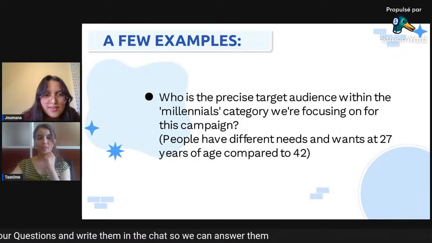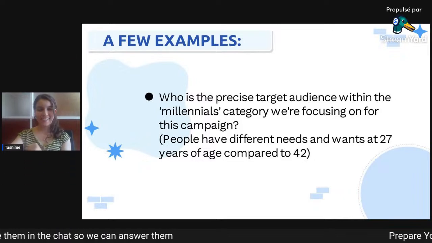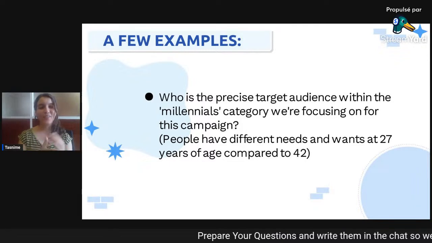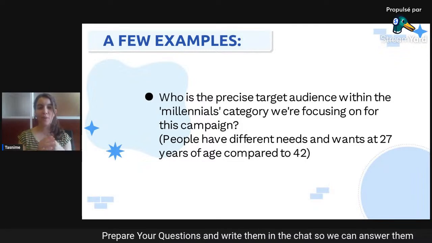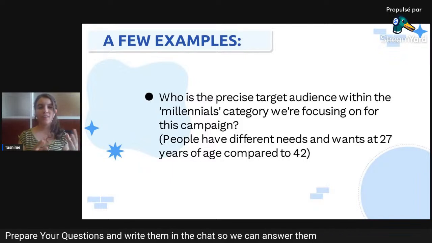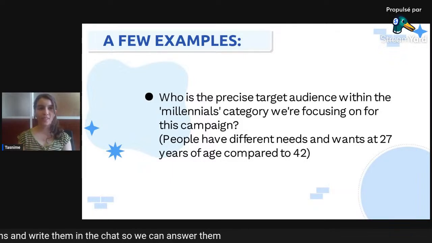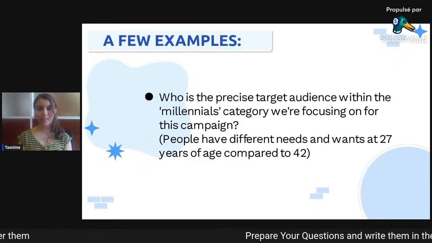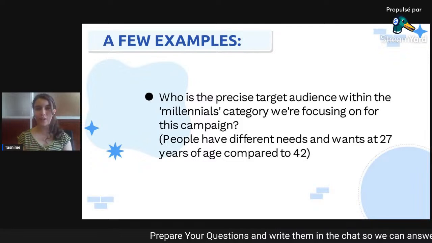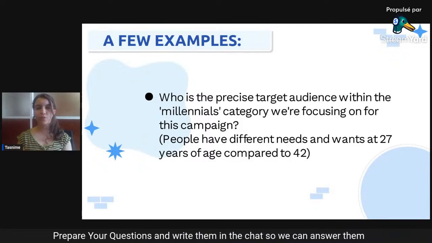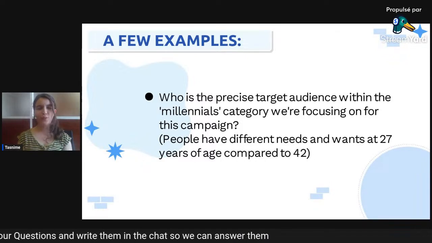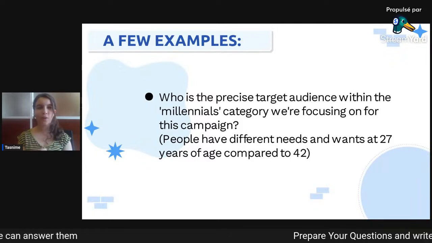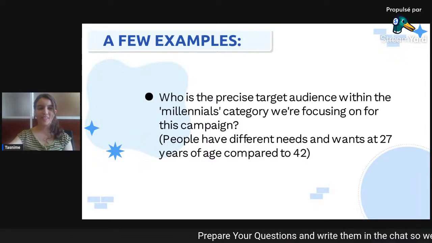Next. So a few examples to apply this case study is knowing exactly who the target audience is. So, for example, we have millennials, but millennials range from age 27 to age 42, and we're not sure about their wants and needs. For example, the needs of a 27-year-old who just entered the workplace are different from the needs of a 42-year-old who is already settled and, for example, may prefer paperback books, while the 27-year-old may prefer a digital version. So it's very important to know who is exactly our target audience to provide the necessary service.